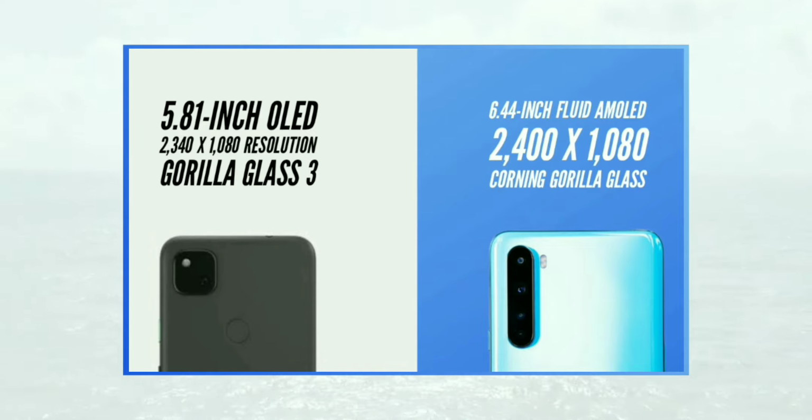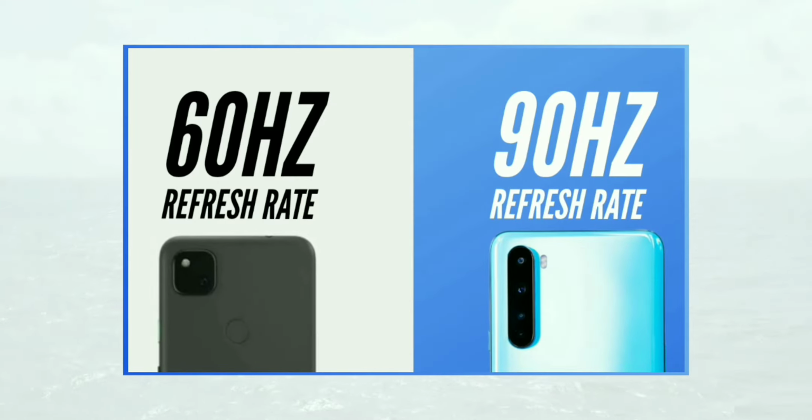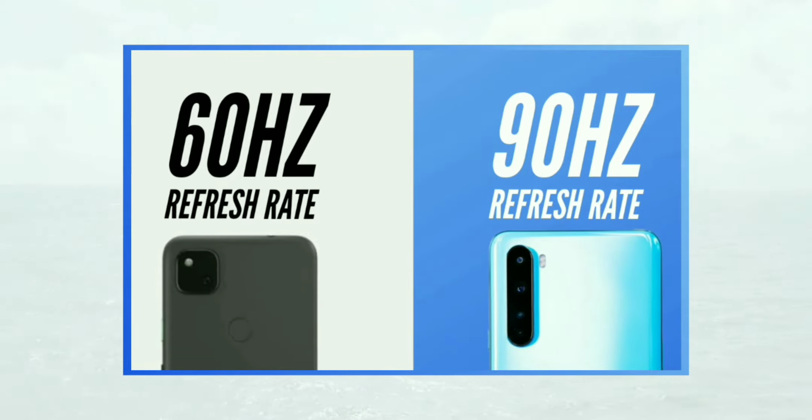Pixel 4a has a refresh rate of 60 Hz and the OnePlus Nord has a refresh rate of 90 Hz. A 60 Hz refresh rate is a drawback on Google Pixel 4a, but it really doesn't matter for anyone like me.